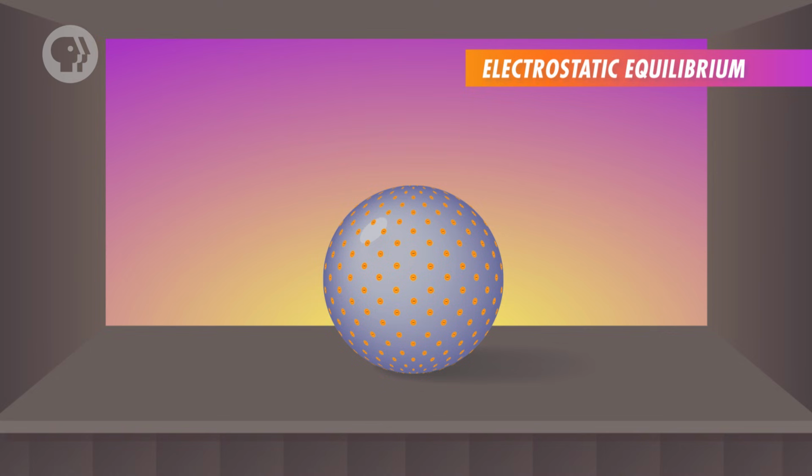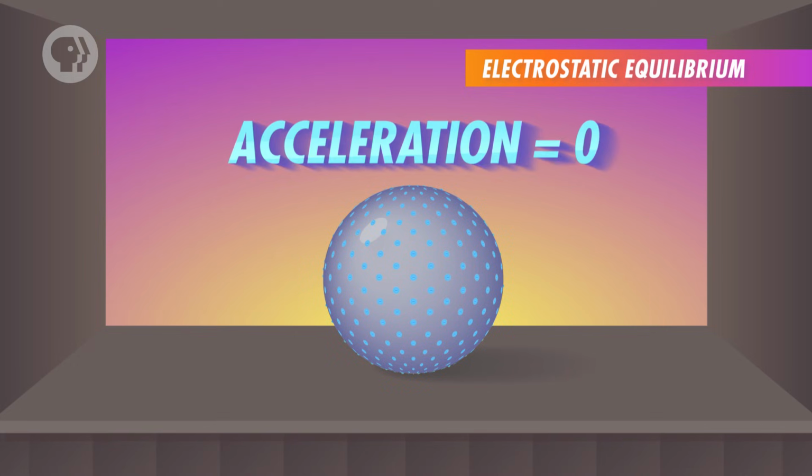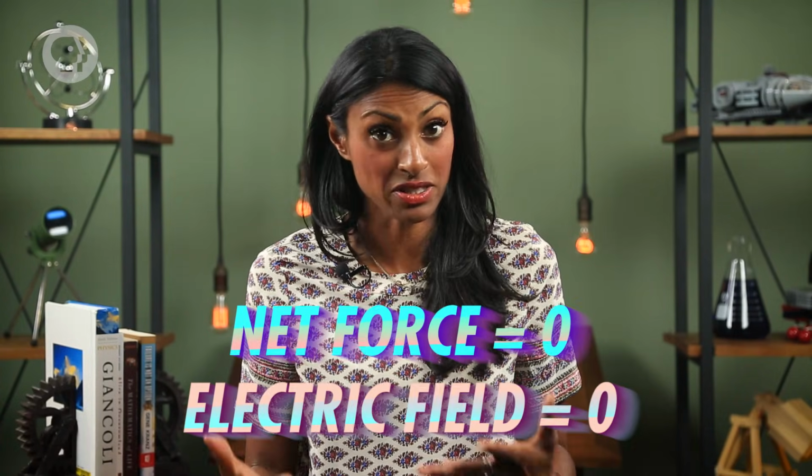This means they redistribute themselves on the surface of the sphere. When they do, they've reached electrostatic equilibrium. In this state, the excess charges have moved as far apart as possible to reduce their forces on one another. Once these free electrons are at equilibrium, their acceleration is zero, which means that there are no longer any net forces acting on them. And since the electric field represents electric forces acting on any nearby charges, when the net forces are zero, the electric field must also be zero.